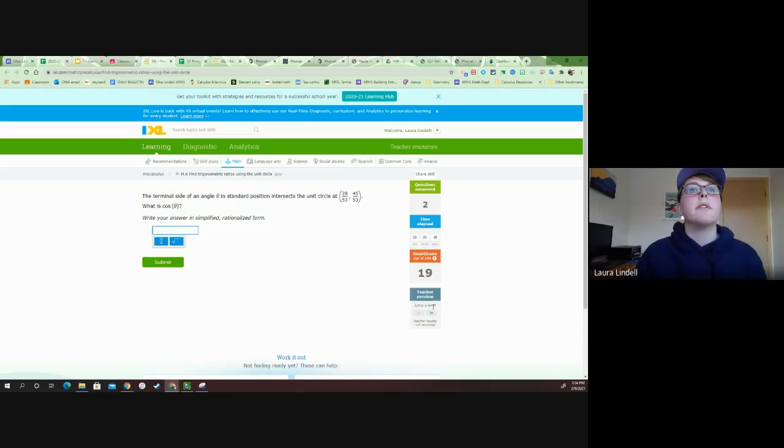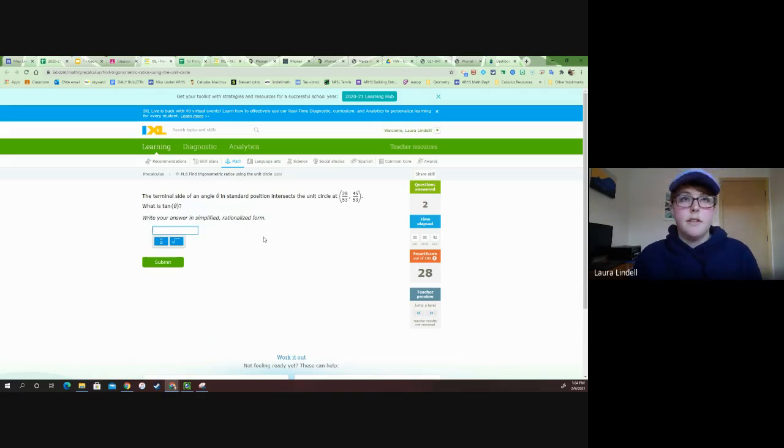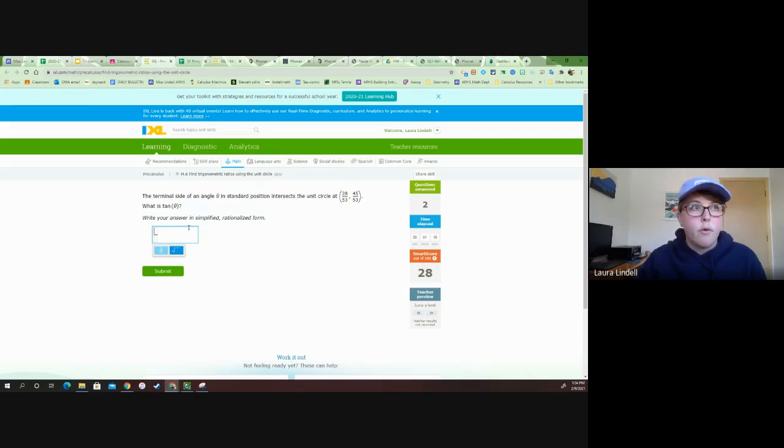All right, let's find one where it's not cosine. Tangent. All right, we have 28/53 and 45/53. Remember, tangent is y over x. So y over x is going to end up being 45/53 over 28/53. Since it's the same denominator, we can just get rid of the 53 and get 45 on the top, 28 on the bottom.